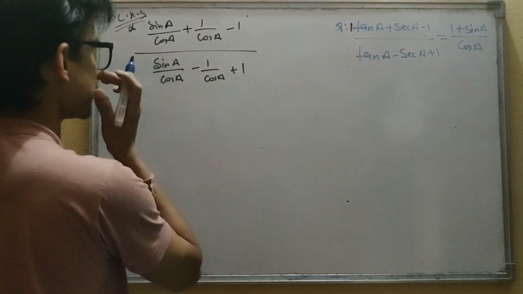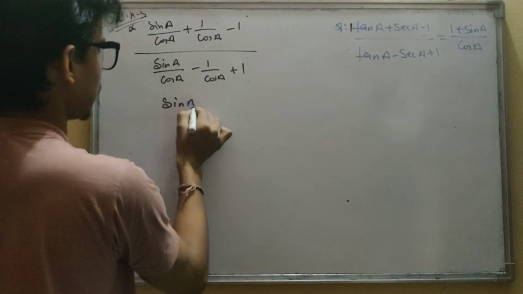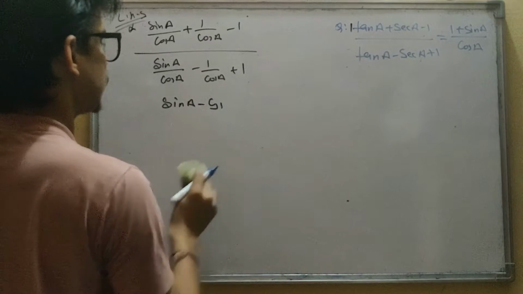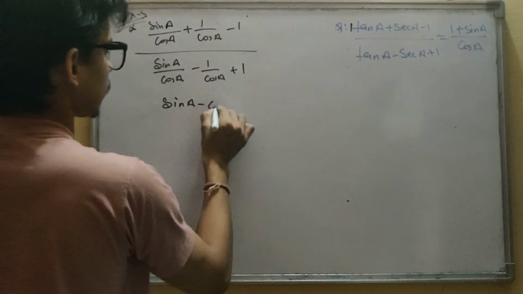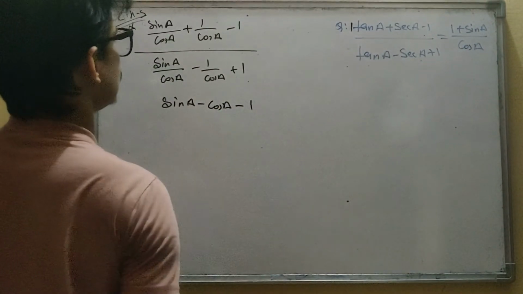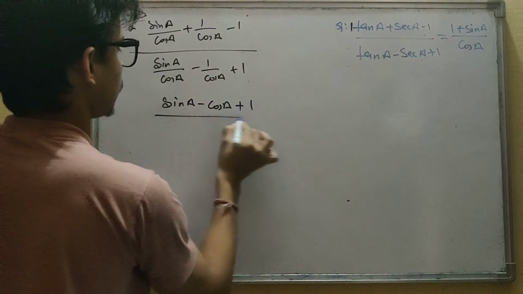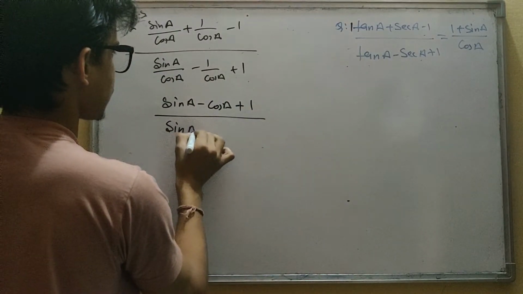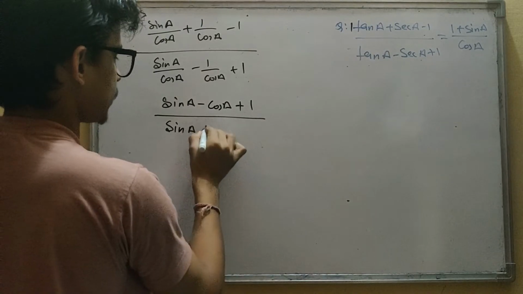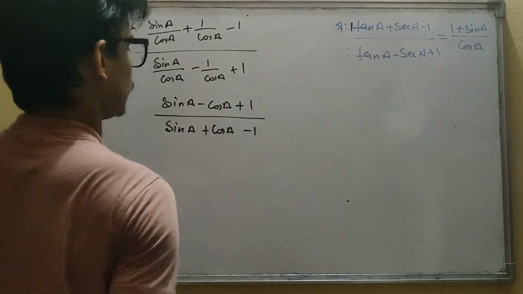If you take the LCM and add them, you are going to get this: sine a minus cos a minus 1, like this, plus 1, and this is going to be sine a plus cos a minus 1, right?